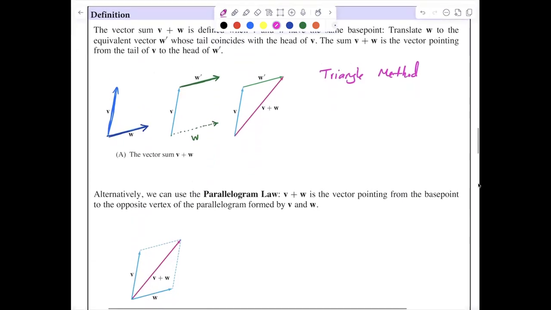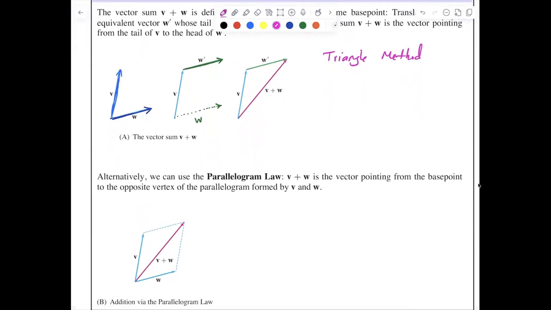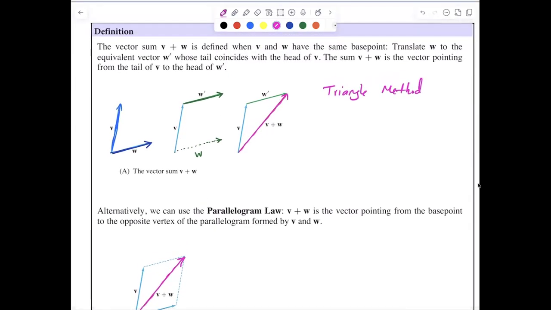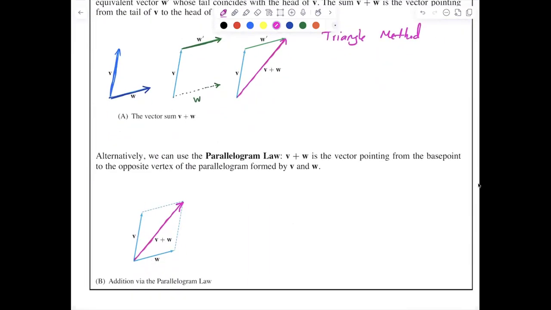You could also use the parallelogram law, which gives you the exact same result. If you look at v plus w here or here, you basically have the exact same vector using two different methods, either translating one of the vectors and finding the diagonal, or using the parallelogram method, which is basically saying that you have two vectors v and w, and you have the summation of these two vectors down here.